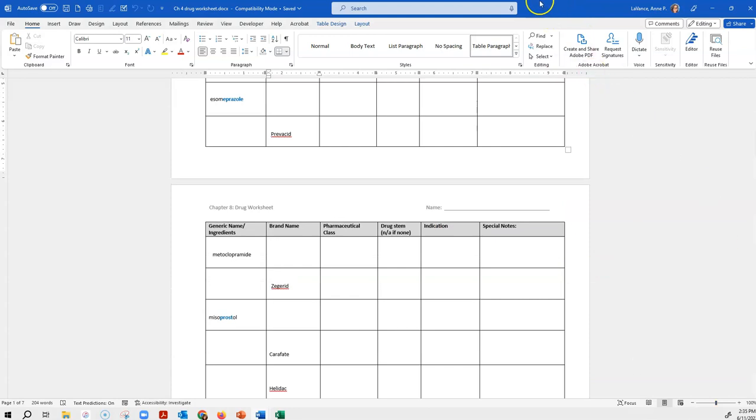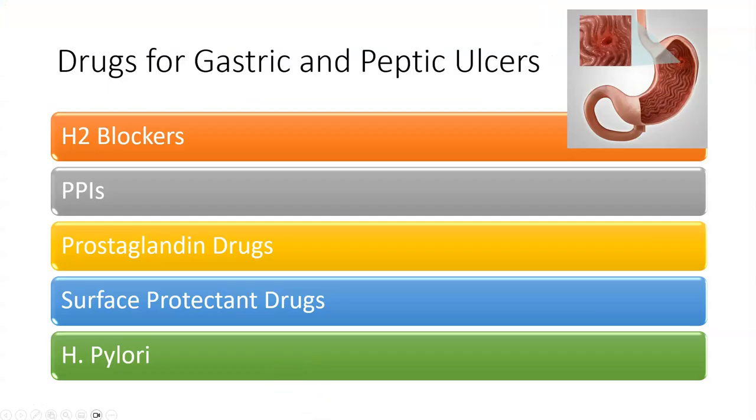Okay, let's get back to, so moving back into the content from the chapter. First we have the drugs that are now used for peptic ulcer or gastric ulcers. So some of you may not know what that might look like. It's actually a sore either in your stomach, that would be a gastric ulcer, or a peptic ulcer would be a sore in your intestine.